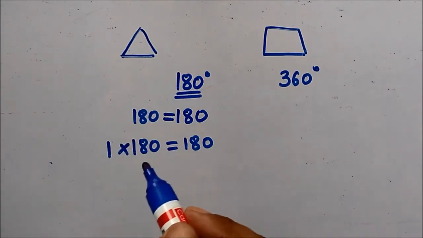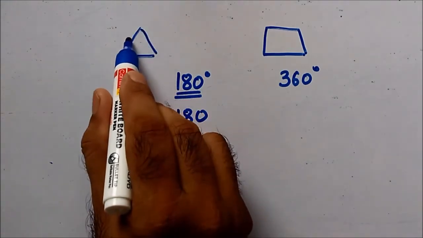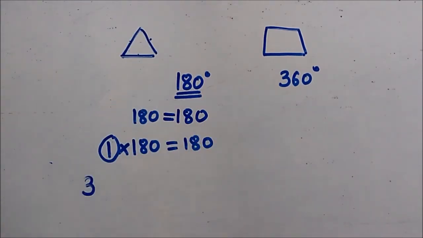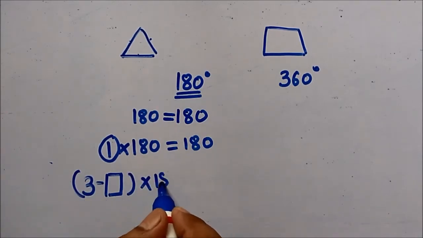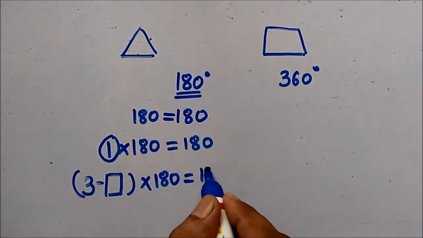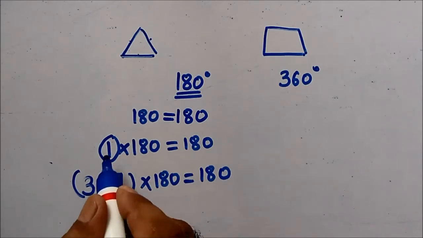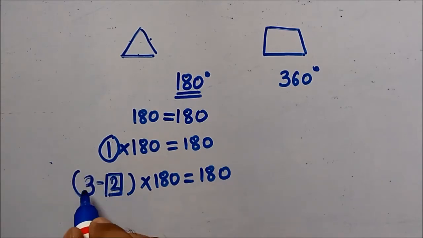So let's make some relation. Let's get this answer with the help of the number of sides. So here, how many sides are there? 3 sides. So 3 minus, I have to subtract one number, into 180 will give us 180. So which number do I have to subtract from 3 to get 1? 3 minus 2. 3 minus 2, I will get 1.